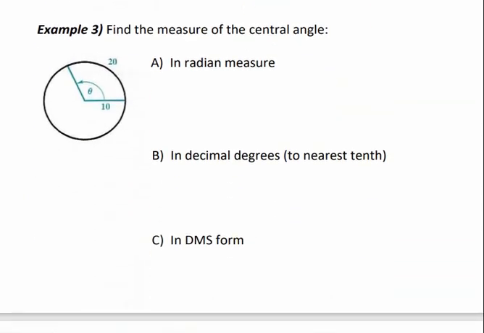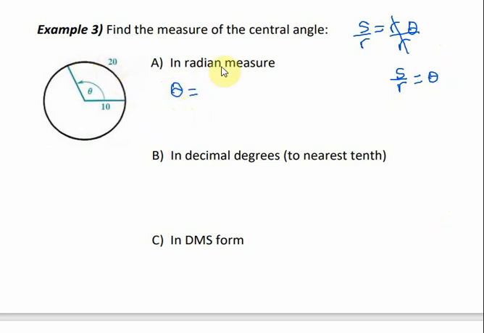Find the measure of the central angle. So we have found the measure of the arc, we found the measure of the radius, now we're looking for the measure of the angle. And again, we're still using that same formula. S is equal to r times theta, but this time we're looking for theta. So we are going to be dividing by the radius. And so now we have the formula as S over r is equal to theta. Okay, so let's find theta.